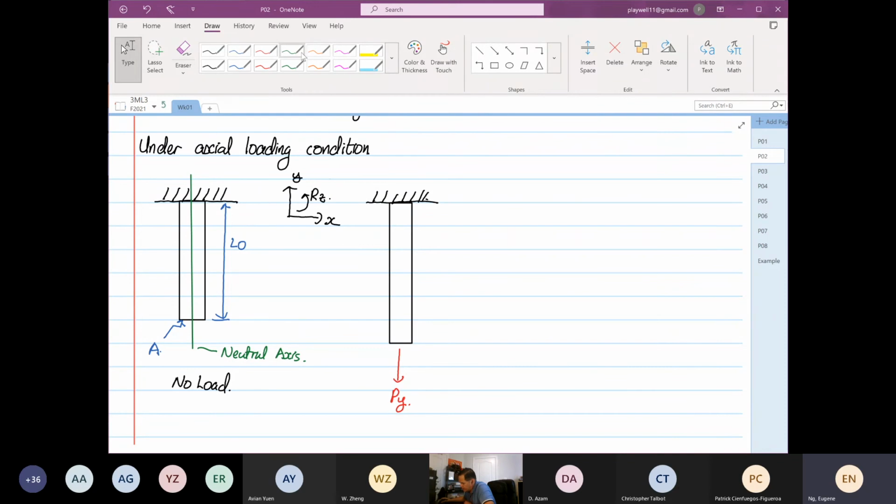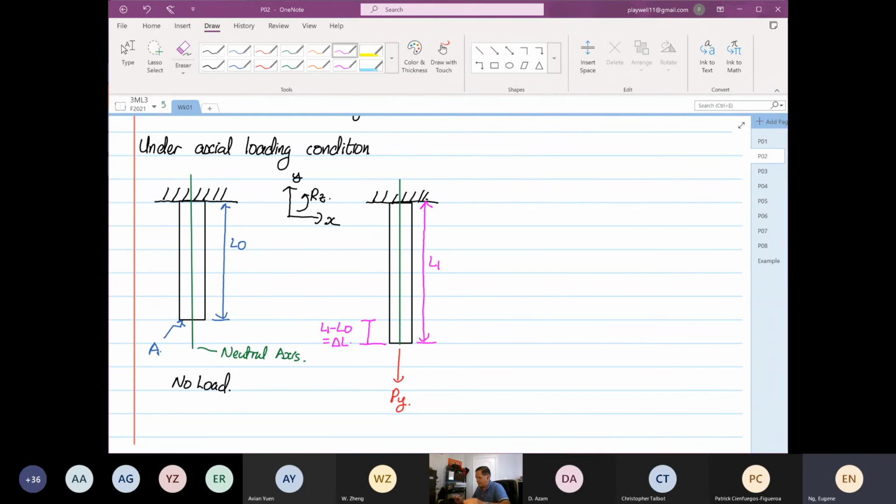Okay, and then we have our neutral axis again, right? So now what you see that is different is the length. This is your L1, okay? And this distance from here to here is L1 minus L0, and this is known as our change in length. It's always L1, the new length, minus the original. You don't flip it around.